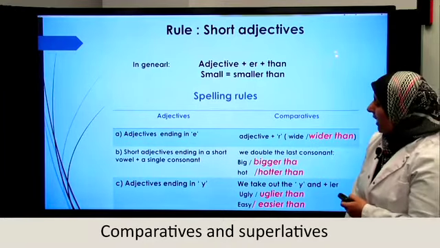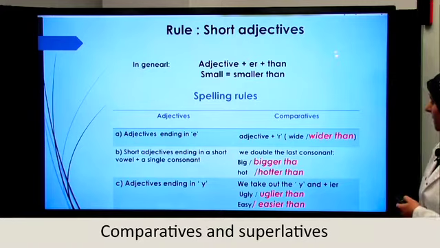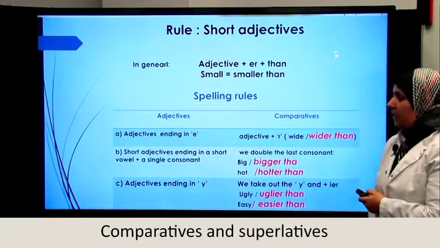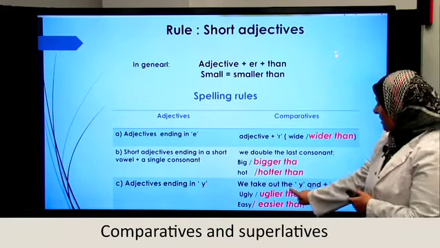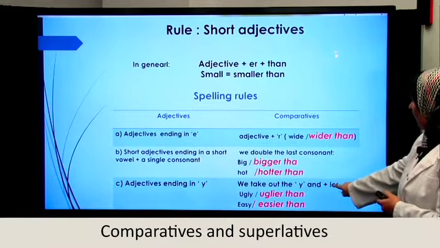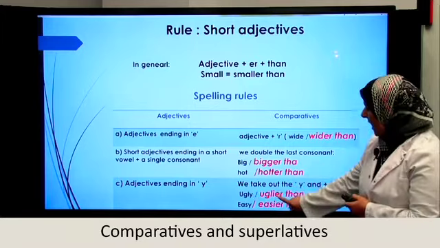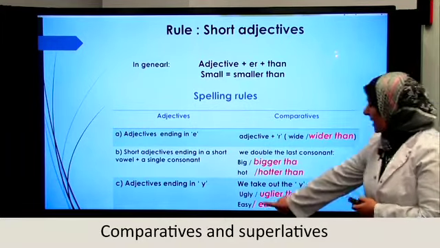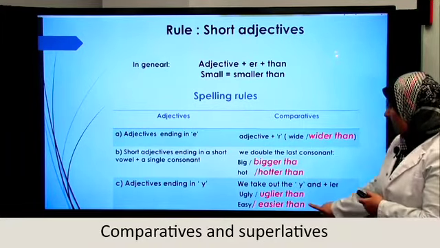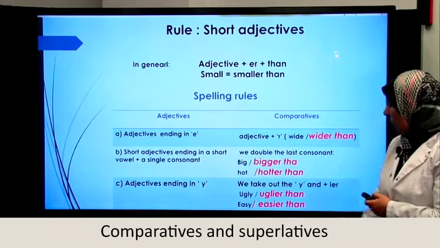We move to C, adjectives ending in Y. Example, like ugly, easy. We take out the Y and we change it to an I plus ER. So example, ugly, uglier than, easy, easier than. So look, the Y here is changed to an I plus ER.